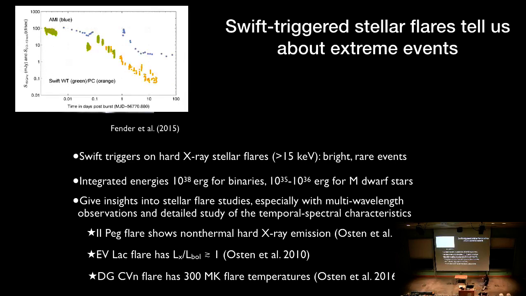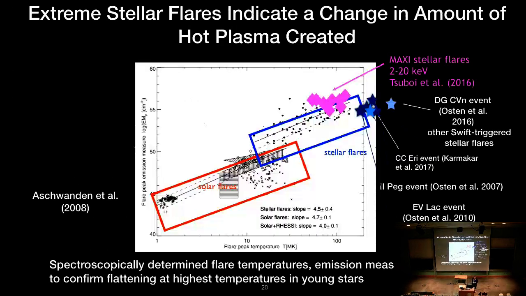Similarly, another event on another nearby M dwarf produced temperatures in its corona that are typically only seen in the deep interior of a star, temperatures up to 300 million degrees. So they're very extreme. We would not see these types of events on the sun. And when you look at these very extreme stellar flares, this also gives us a hint that there might be a change in the amount of hot plasma that's being created.